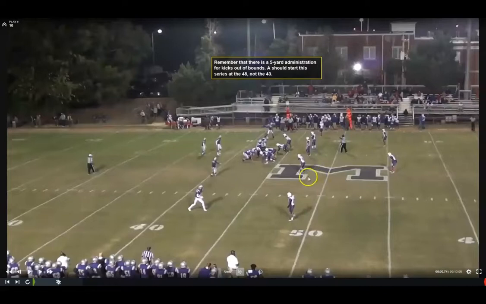So they have several choices. In fact, there are 4 choices here. They can take the ball at the 43-yard line if they want to. I don't know why they would. They can take the ball at the 35-yard line. I don't know why they would. They can have the kicking team back here at the 40 and back them up 5 yards to the 35 and re-kick. Or they can take the ball at the inbound spot and add the 5-yard penalty. So they should be starting here at the 48.